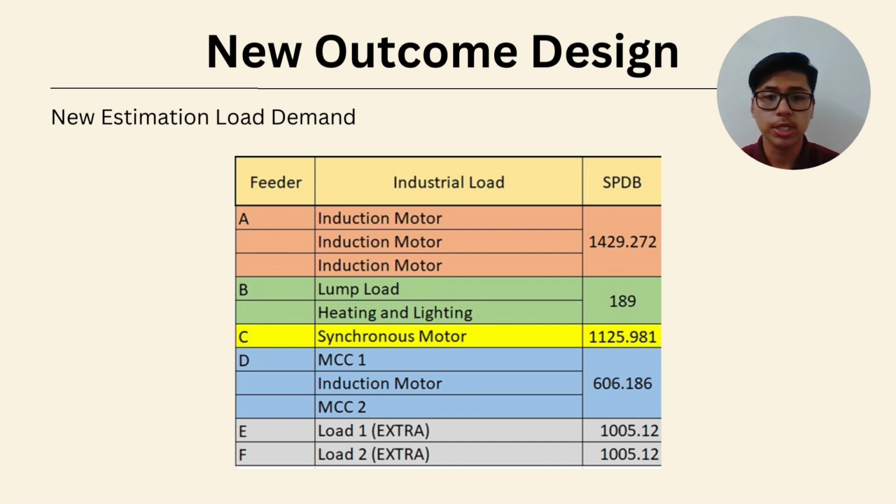This is the new load estimation demand, which has some additional feeders at E and F, and we declare them as load 1 and load 2. Each one has 1005.12 kilovolt-ampere of apparent power, and the total is about 2010.24 kilovolt-ampere. All of this result is based on the previous apparent power times 60% of increment according to the instruction.